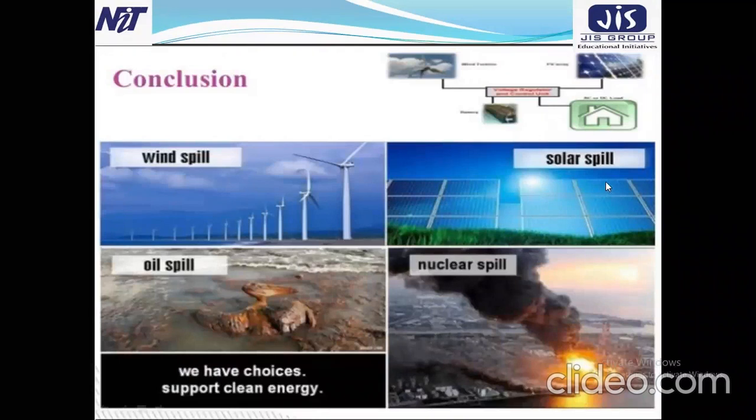And the conclusion part: this is the solar spill, this is the wind spill, this is the oil spill, this is the nuclear spill. Look, we have choices, support clean energy. So obviously, wind and solar are giving us a safer, pollution-free world. So you have to think about these two for the next generation.